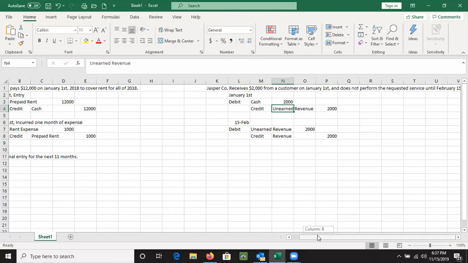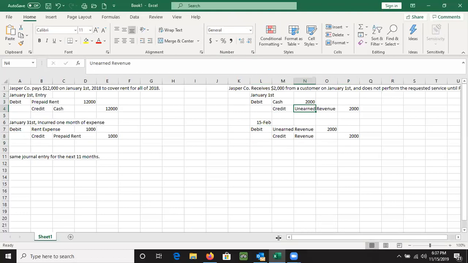Okay, these are real basic examples. I had to do it kind of fast, so if you have questions, let me know. The other type of accrual accounting that you come into is when you do earn the revenue, but you don't receive cash right away.